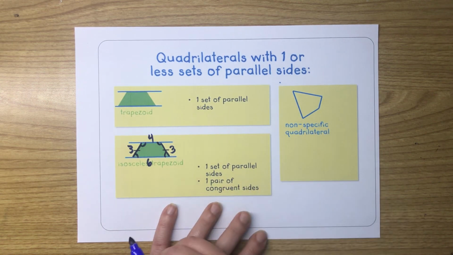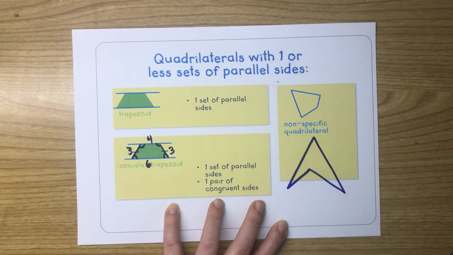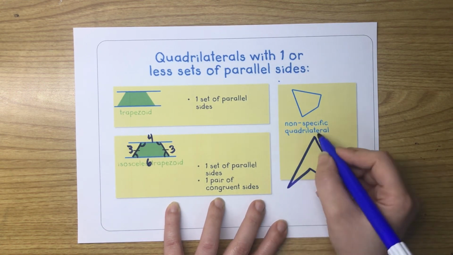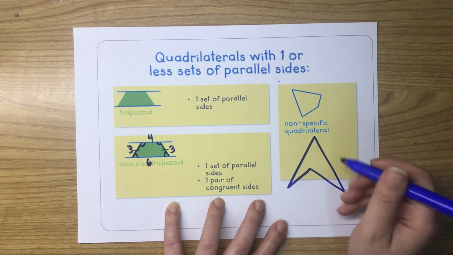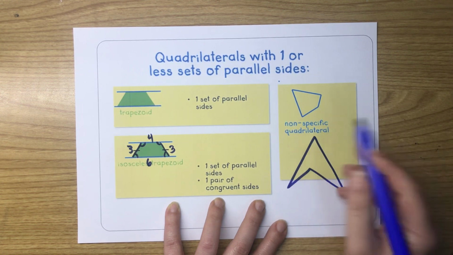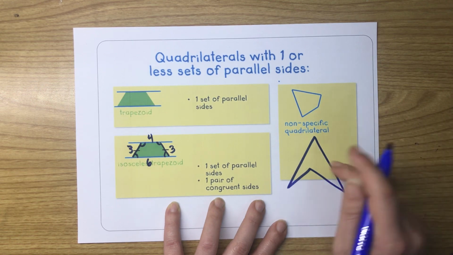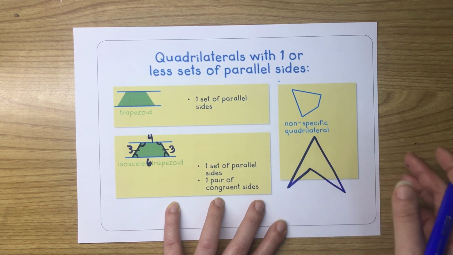And this is the non-specific quadrilateral. There is another one. I don't know if it has a specific name, but it has different angles, maybe different sides, okay? So this is a non-specific quadrilateral.